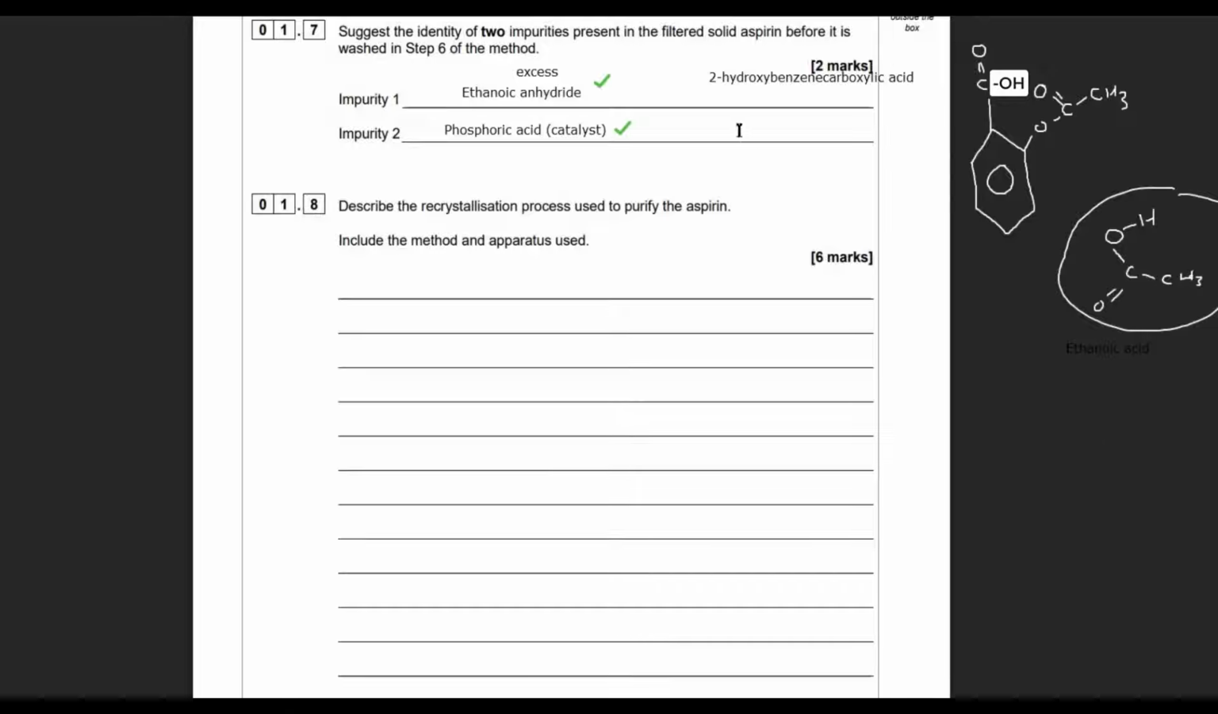So I was just pointing that out, that ethanoic acid, as the side product, is also one of the things that could come off there. So we could have the ethanoic anhydride, the phosphoric acid, the catalyst, the 2-hydroxybenzene carboxylic acid, the other reagent, and we could have the side product, the ethanoic acid. Those are all possible impurities.